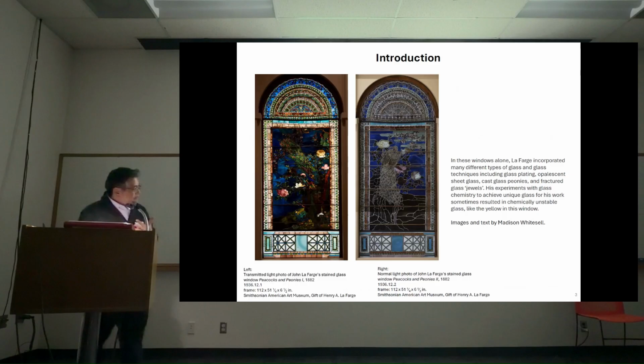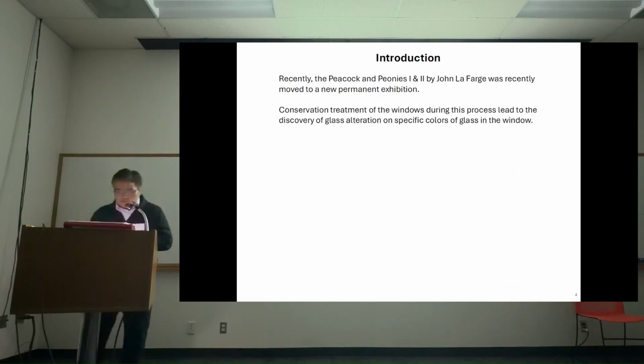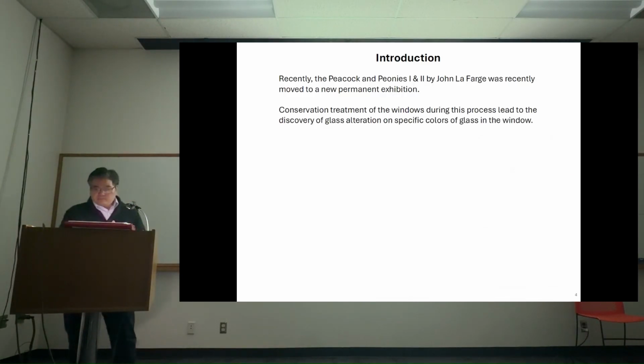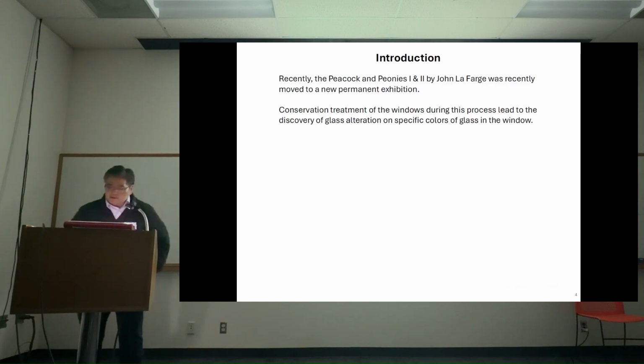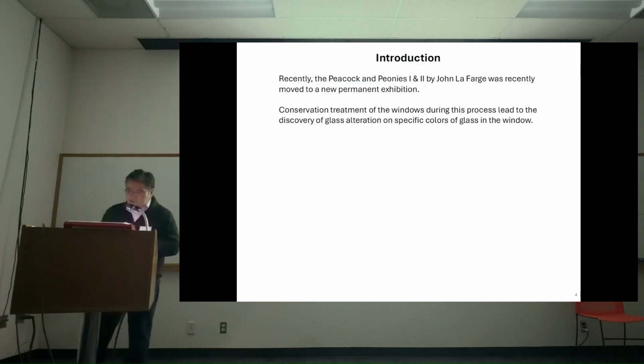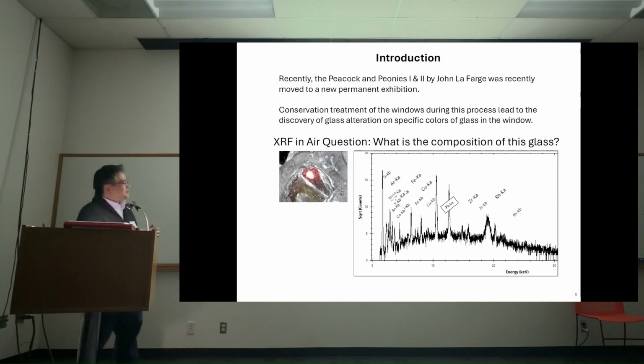This information was provided to me by Madison Whitesell, who worked on this while the object was being moved to a new permanent exhibition. Through conservation, they discovered that there were glass alterations on specific colors. And this is how I got to meet Madison. She asked me, what's the composition of this glass? This is a purple XRF spectrum. There's a lot of peaks, and we're looking at it.